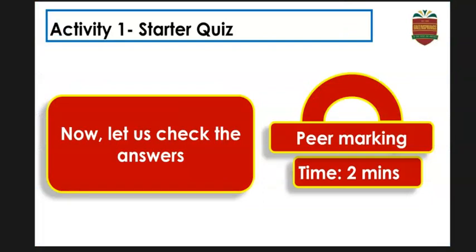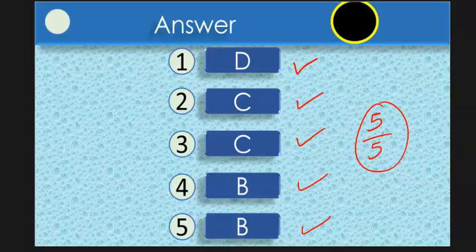So you need to exchange your notebooks. We need to mark this within 2 minutes. Exchange your notebooks quickly, and let's do a peer marking. Okay, that's fine. So let us mark. Number 1, D, 2C, 3C, 4B, and 5B. If you have any question pertaining to any of the questions on the quiz, then you can raise your hands. Then I will flip back to the question and answer your question.